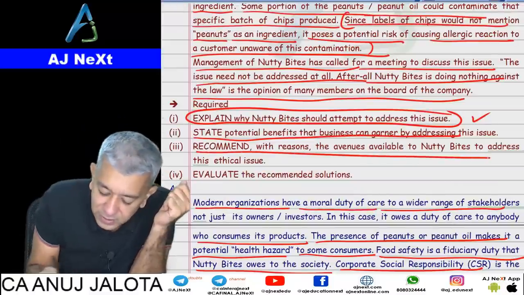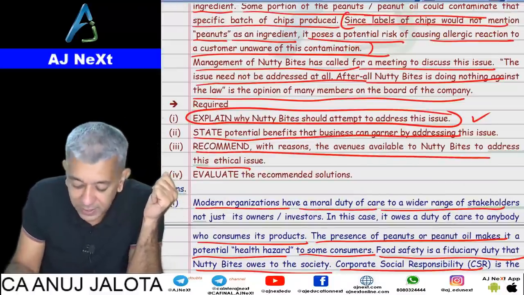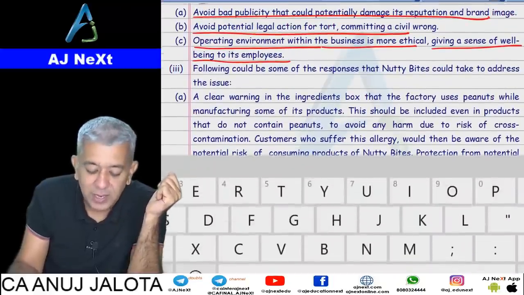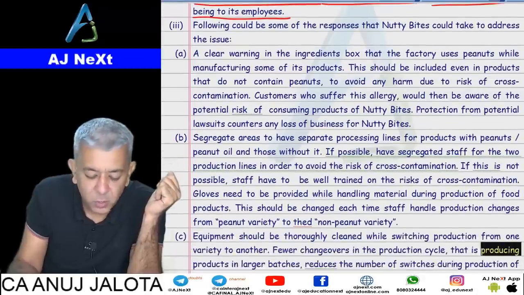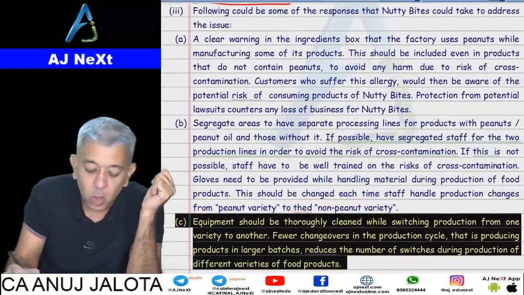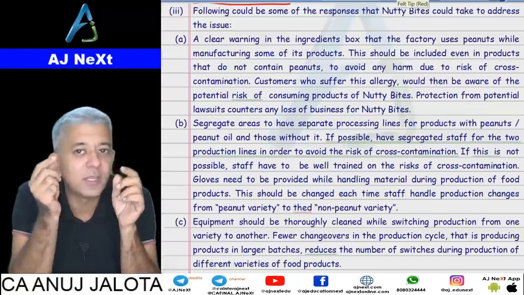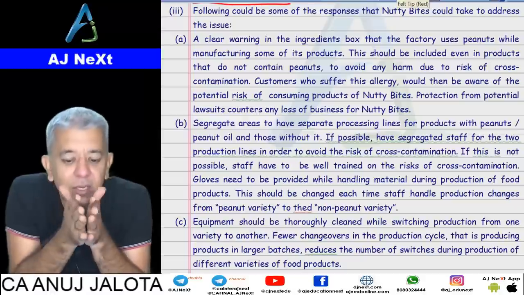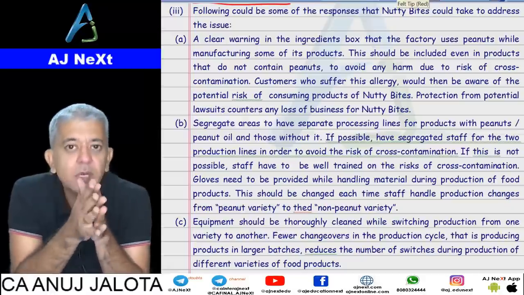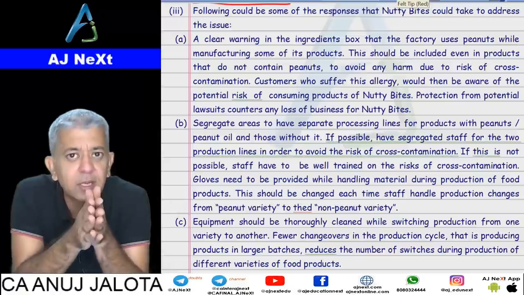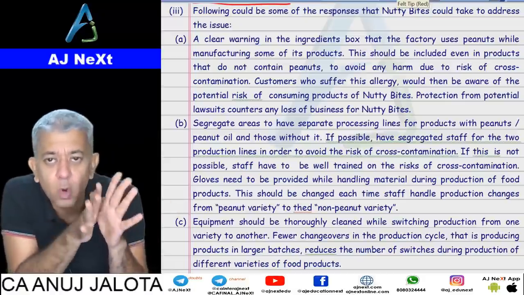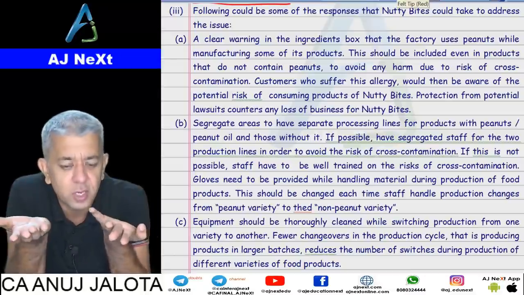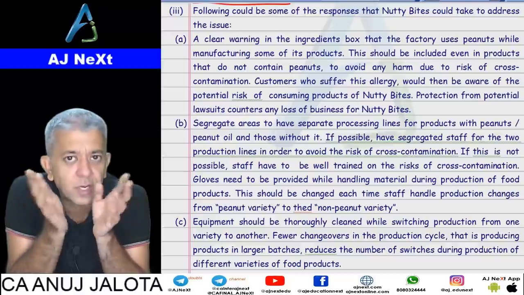Part three: recommend with reasons the avenues available with Nutty Bites to address the issue. So it is asking what options a company has to address all such kinds of issues. Whatever you think the company should do, all those actions you should write here. I think the first action you should write is that there should be a clear warning on the boxes of this company that peanut oil or peanut is being used in these products. So anybody who is allergic should not be consuming these products, okay?